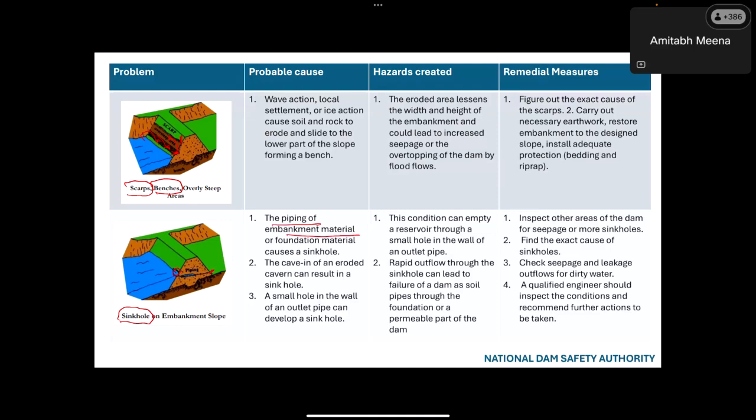What are the remedial measures we can take? We can inspect other areas of the dam for seepage or more sinkholes, find the exact cause of the sinkholes, and check seepage and leakage outflows for dirty water. If the water is coming out dirty, it means the soil is also washing away or going with the piping. So that is more dangerous as compared to clear water.